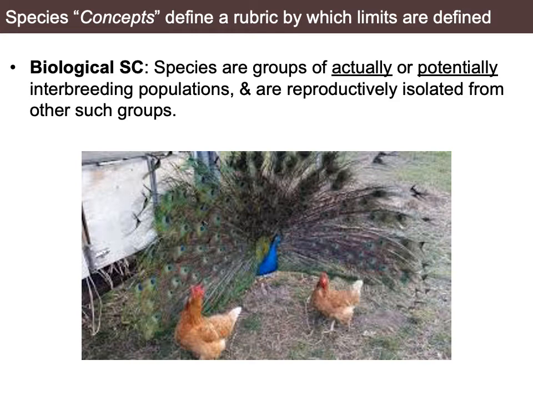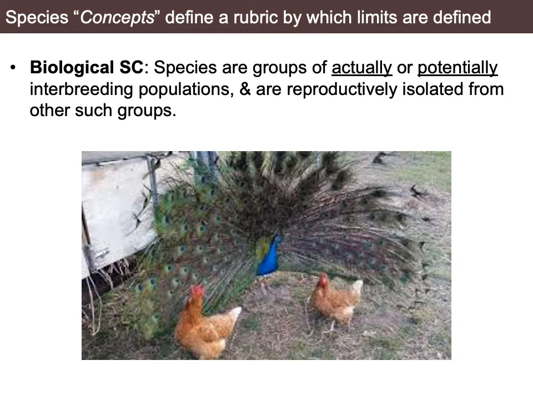So by far the most widely utilized species concept is the biological species concept. And this is the idea that species should be defined as groups of individuals or populations that either actually or potentially interbreed. Okay? And then they are reproductively isolated from other such groups that are interbreeding with one another.